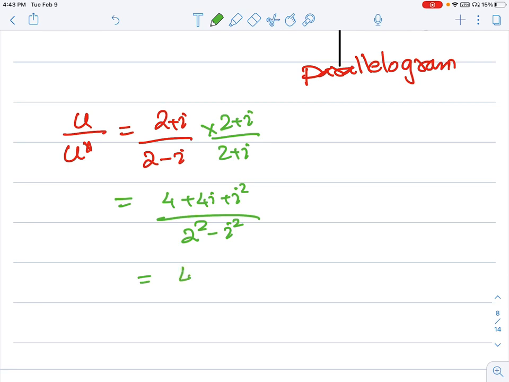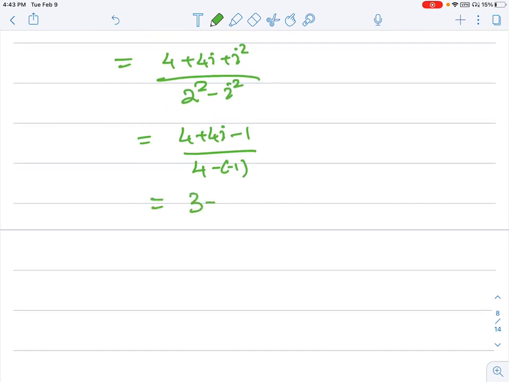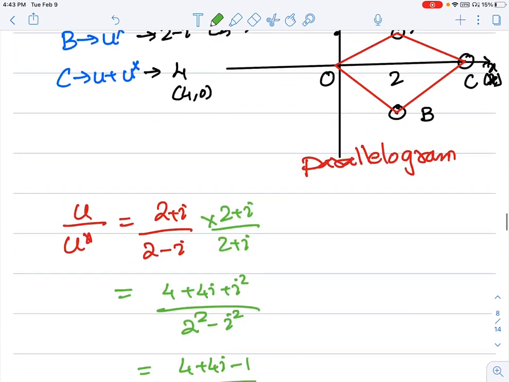So it becomes 4 plus 4i, i square is minus 1, 4 minus of minus 1. So it becomes (3 plus 4i) by 5. So it becomes 3 upon 5 plus 4 upon 5 i.